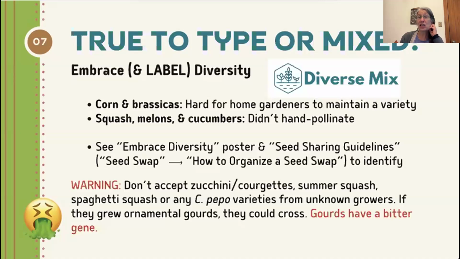But the main thing to note is that the gourds are the same species, and the gourds have a bitter gene. So we don't accept zucchini, summer squash, or spaghetti squash from people that we don't know, because of that rare chance that they might have also been growing gourds. So that's the one main caveat with seed saving in terms of accepting seeds from people.